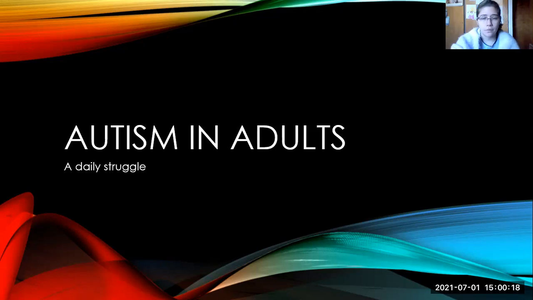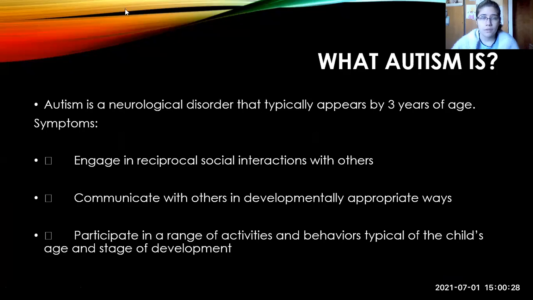Today we are going to talk about autism in adults, which is a daily struggle. What is autism? Autism is a neurological disorder that typically appears by 3 years of age, which means that usually the parents and all the people who have a child know that their child has a condition at a really young age.